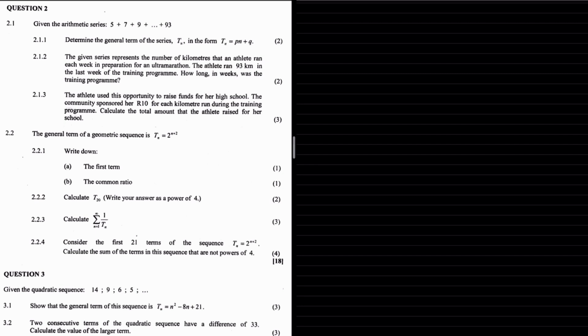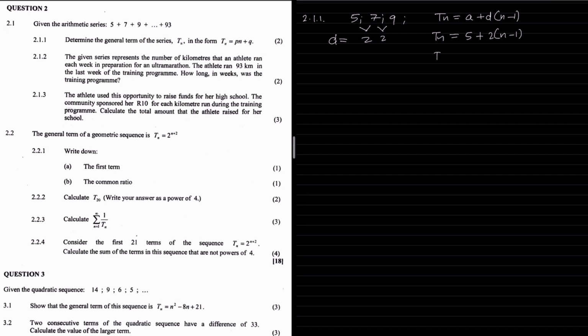So we can start off quickly by using our formula 2.1.1. Let's look at our series first. So 5, 7, 9. We can see that the difference here and here is 2, right? So D is equal to 2. And so we can use the formula Tn is equal to A plus D into n minus 1. A is the first term, so 5, plus the difference, which is 2, open bracket n minus 1.